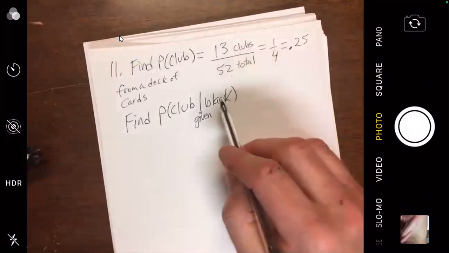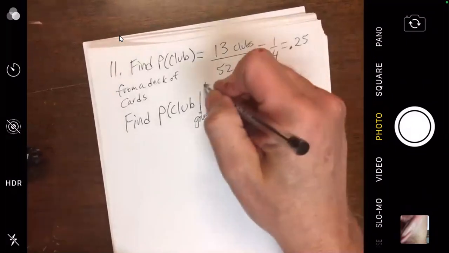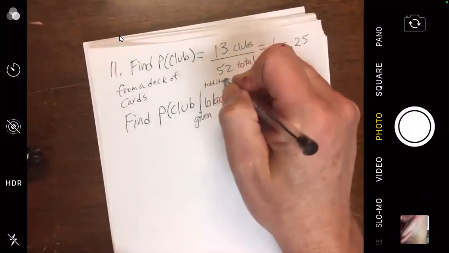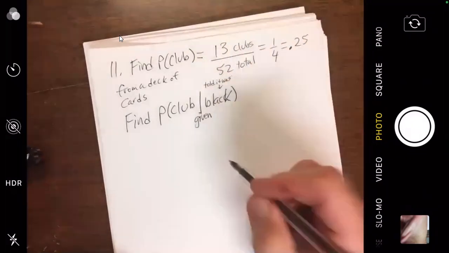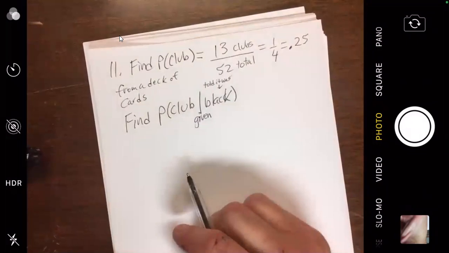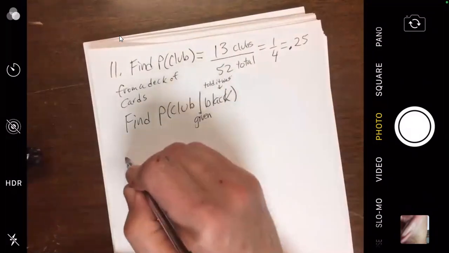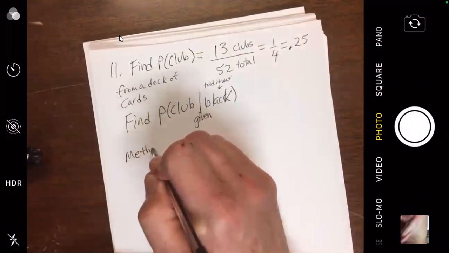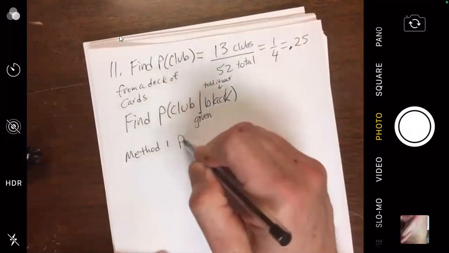Okay. Remember, you were told it was black. That means it was given that it was black. All right, I'm going to do method 1, probabilities.